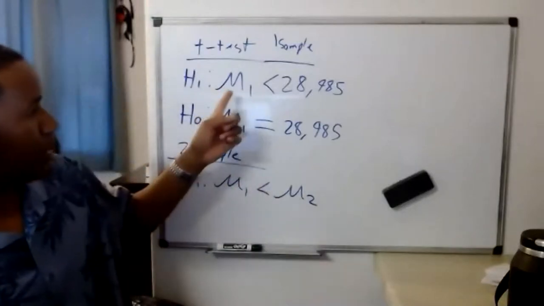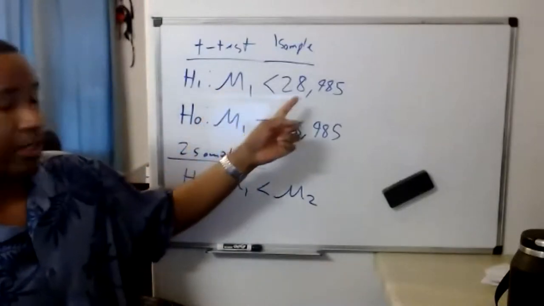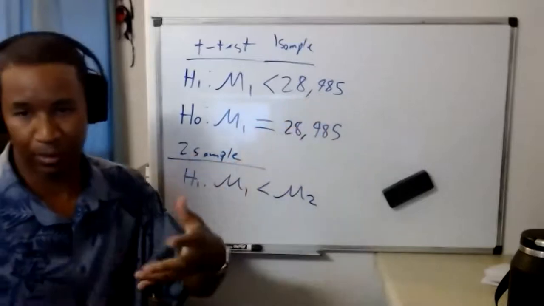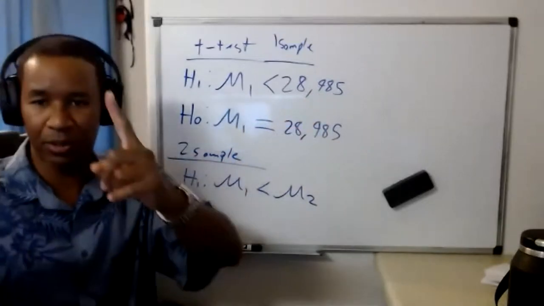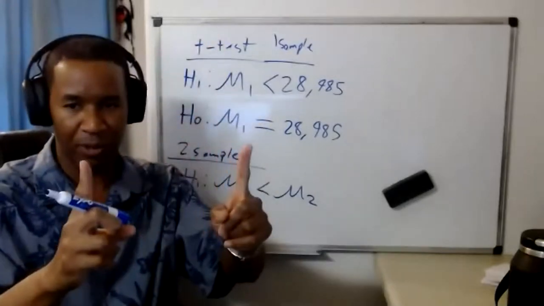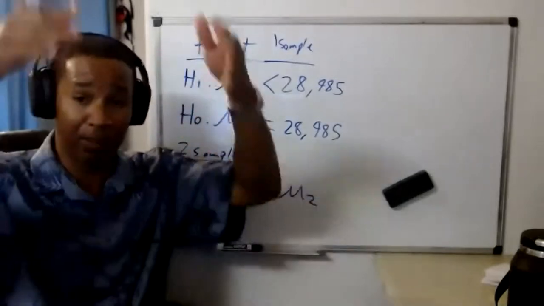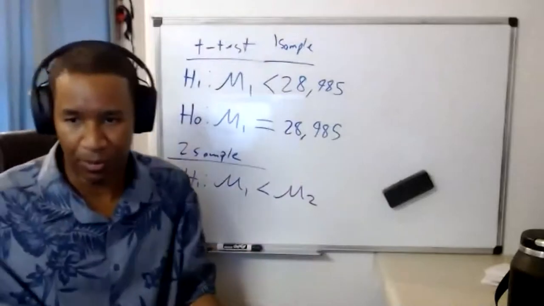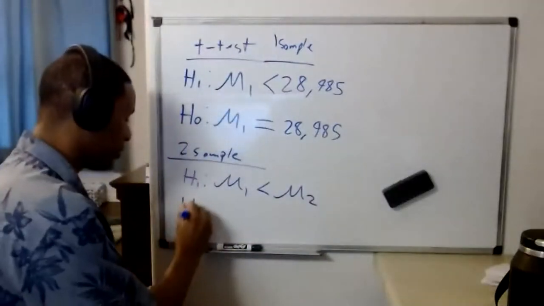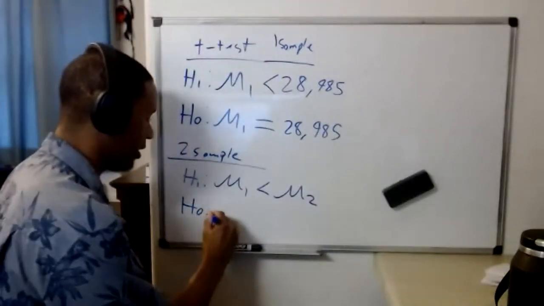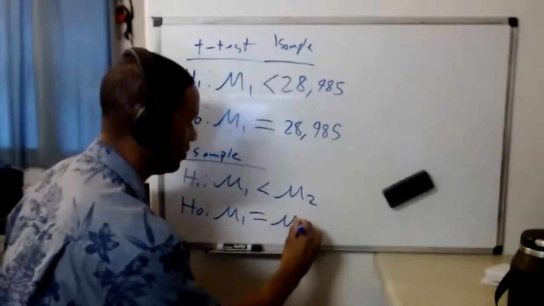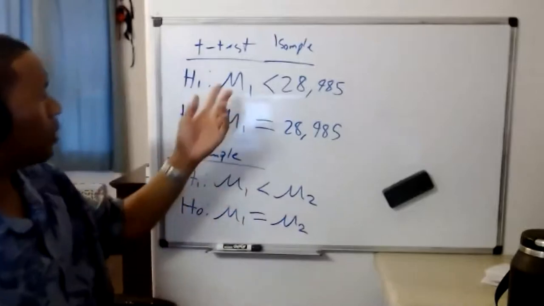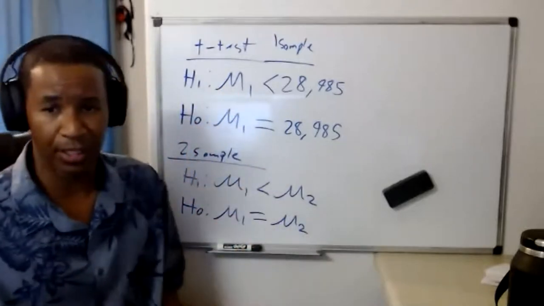This time, when we're doing a one-sample test, we're comparing it to some specified value that we as a researcher decide on. But if we're doing a two-sample t-test, we're pulling two samples out of the population. We're comparing the two sample means to see in the population, are the two means equal? And of course, the null hypothesis would say that the two means in the population are equal. So we can do a one-sample t-test and we can do a two-sample t-test.